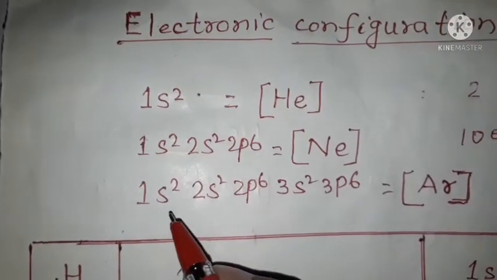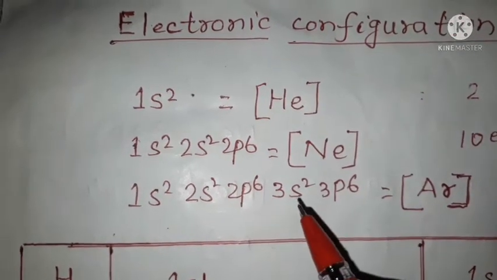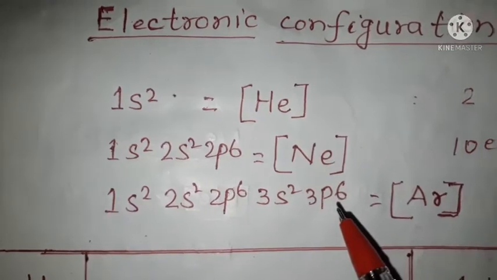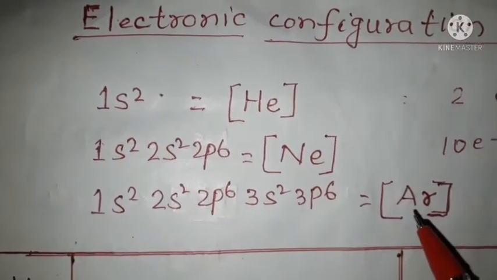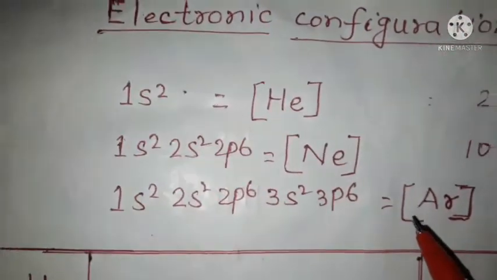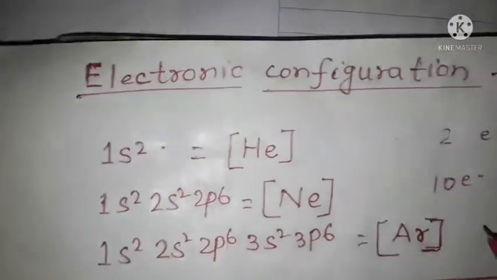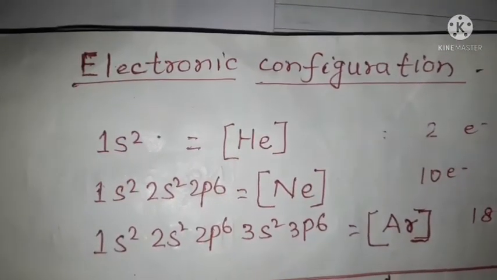Now 1s2, 2s2, 2p6, 3s2, 3p6 is equal to argon here, that is equal to 18 electrons.